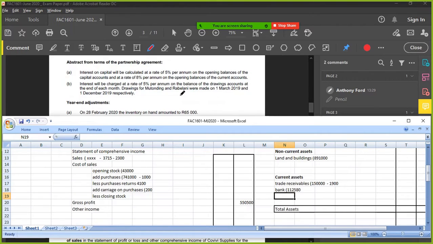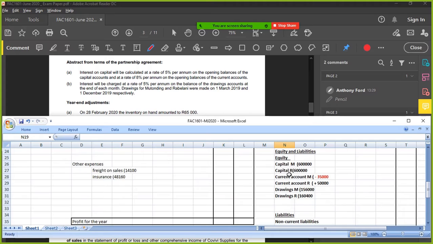Okay, let's read the additional information. Interest on capital will be calculated at a rate of 5% per annum on the opening balances of the capital accounts. Okay, and then 8% on the opening balance of the current accounts. Okay, so 5% on capital, 8% on current. Okay, so capital, current account M plus 5% of 600,000. Okay, this was bad, eh? He had a minus here. Yeah, he did.